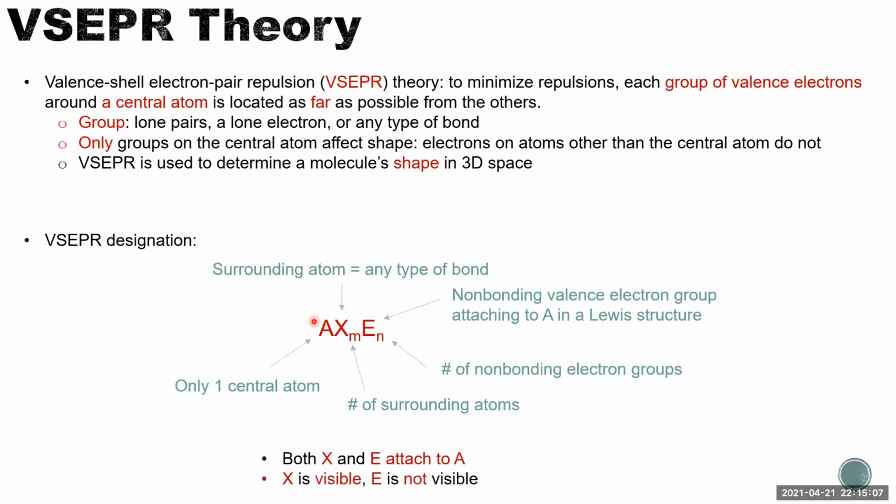And second, X, the atom, is visible. E, the electrons, are not visible. So when you think about how the molecules occupy the 3D space, we need to count both X and E, both atoms and electrons, to think how they occupy the 3D space. But when we talk about the shape of the molecule, the electrons are not visible. So we don't include electrons when we talk about the shape of the molecule.